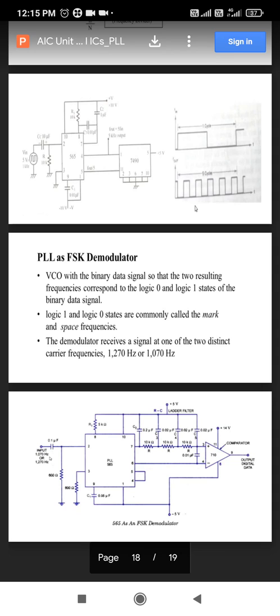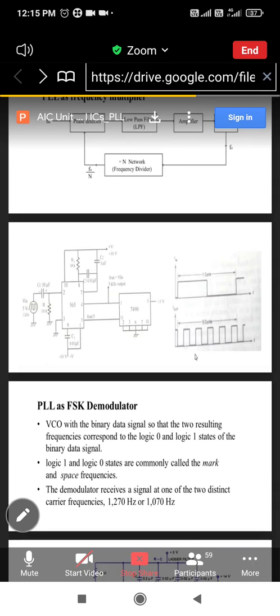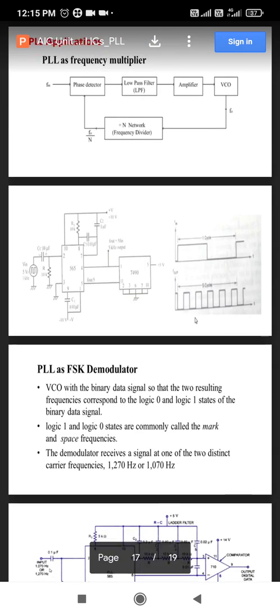So any questions you have based on this PLL part and applications?